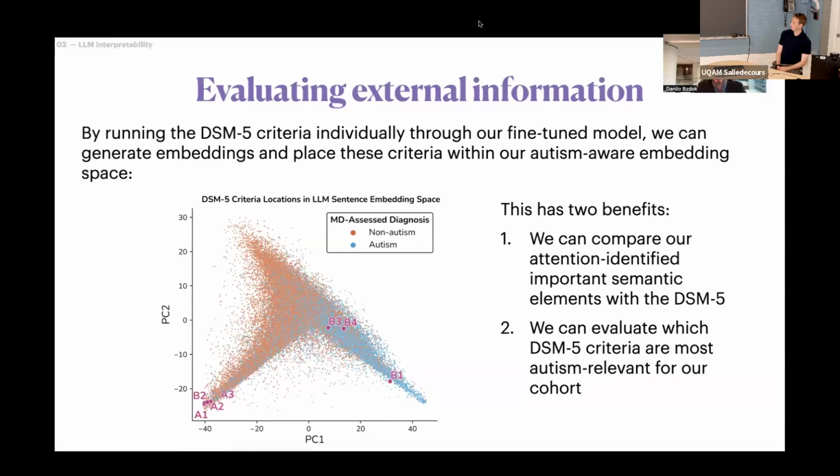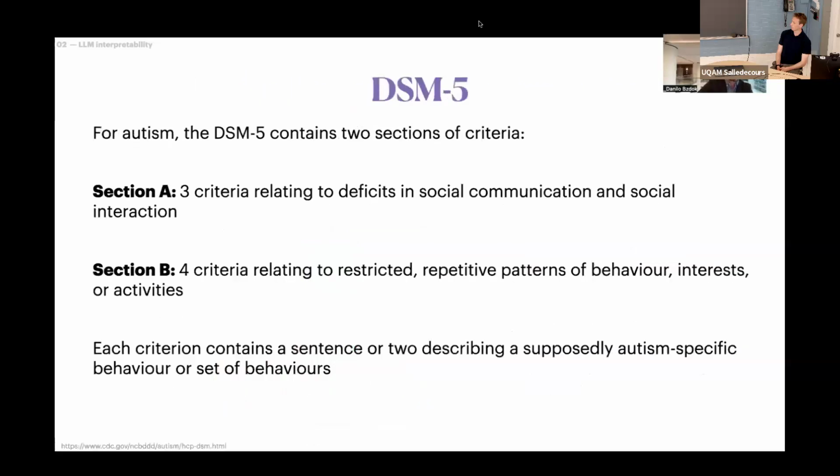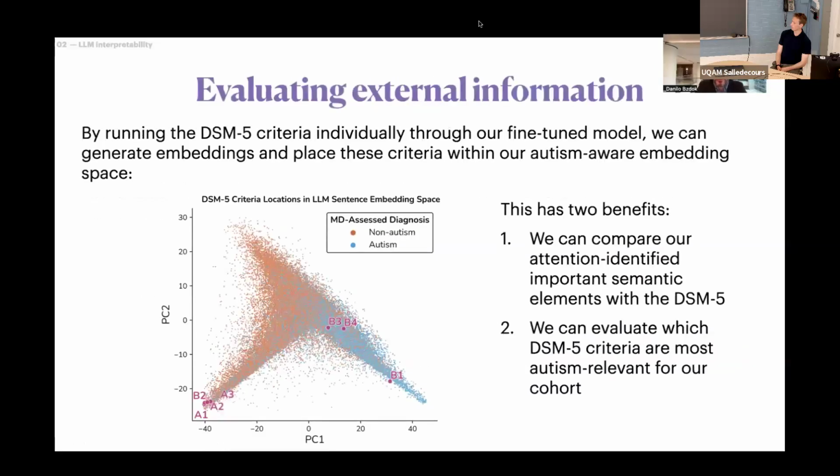We find that it's actually the B criteria, the section that's not social behavior related. It's those that are in the subspace in blue, which is actually leading to the diagnosis. So it is not the case that what is currently most emphasized, the social impairment indicators, which is A1, 2, and 3, those ones are actually at the opposite end of the principal component 1.